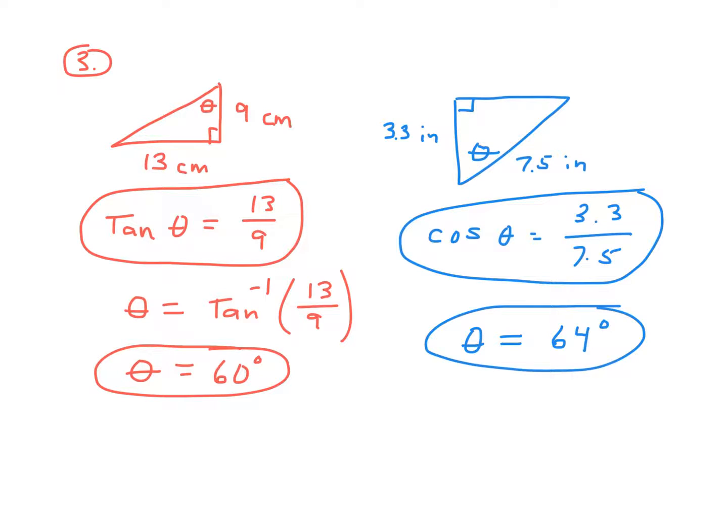Alright, so that was more than a second, but bottom line is, there's what you need to see, and that's what I need to see in those two blue circles there. It's a cosine problem, because the 3.3 is adjacent to the angle and the 7.5 is the hypotenuse. And that's what I need to see. Theta comes out to be a 2 sig fig answer, 64 degrees.